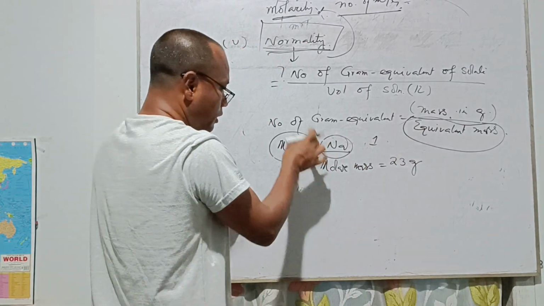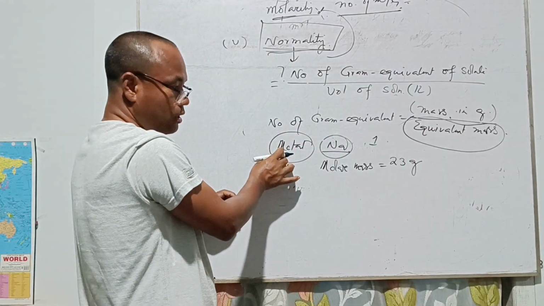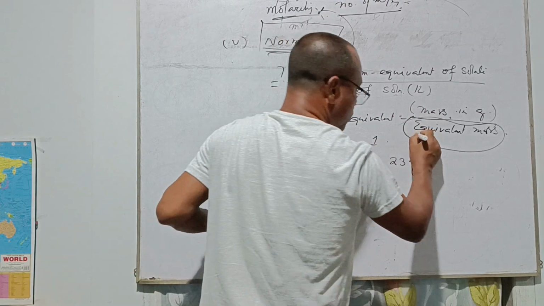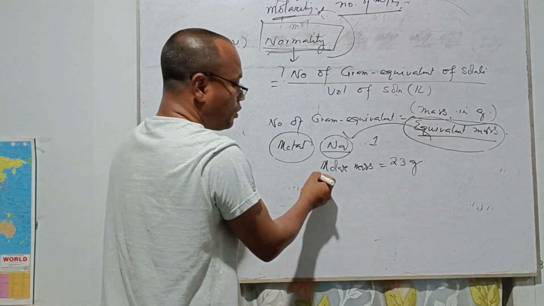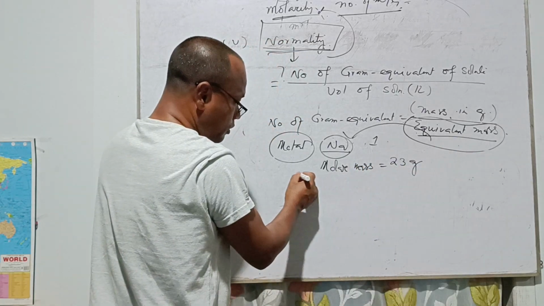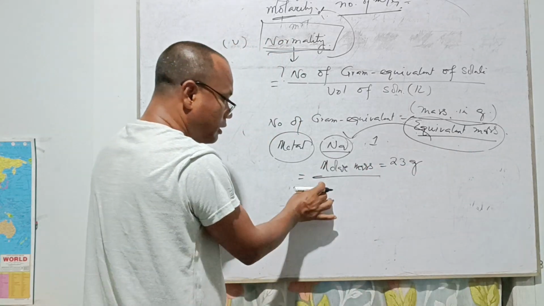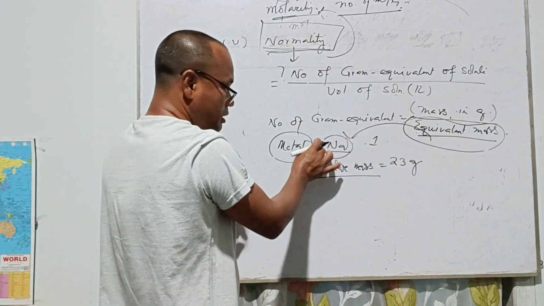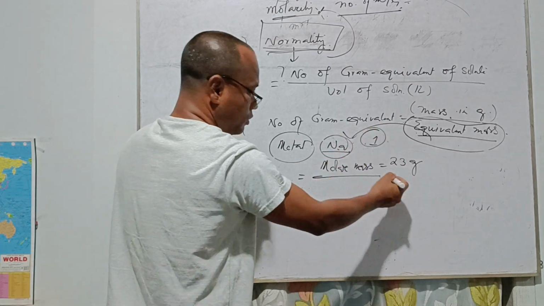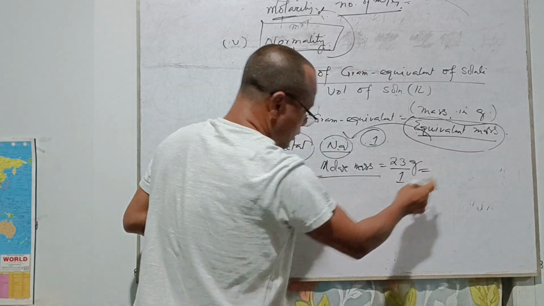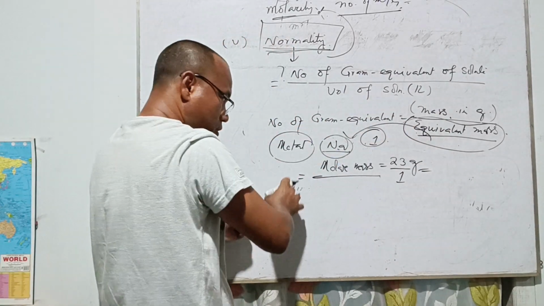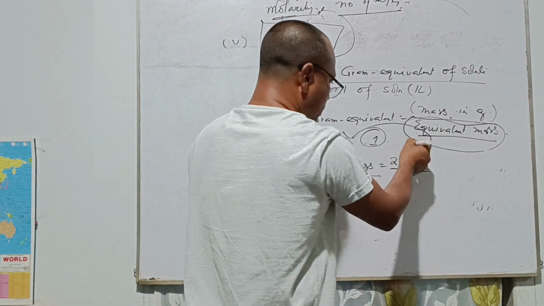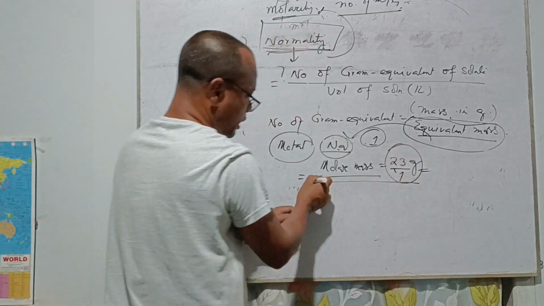So if the substance is a metal, how do we calculate the equivalent mass of the given metal? It's very easy. Equivalent mass is equal to molar mass divided by valency. What is the valency of sodium? 1. So we divide by 1. That is, the equivalent mass of sodium is equal to the molar mass of sodium, right?